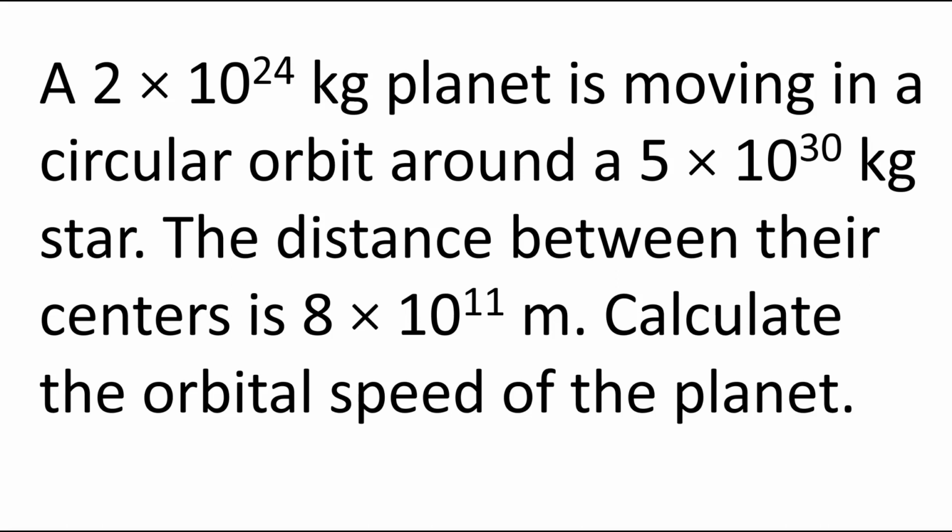If I showed you this problem, how would you solve? It says there's a planet moving in a circular orbit around a star. We have the mass of both objects and the distance between their centers. We're looking for orbital speed. Pause the video and, to your neighbor, explain briefly how to solve this problem. Pull out your equation sheet and see if you can recollect the way we approach this type of a problem.